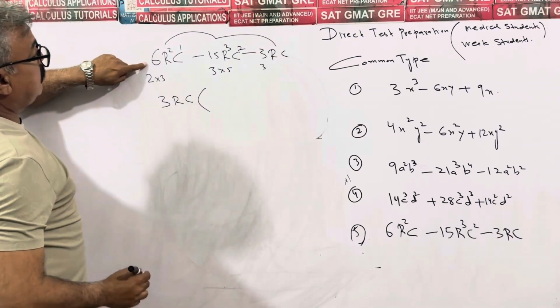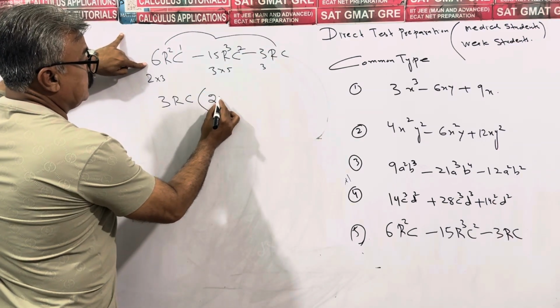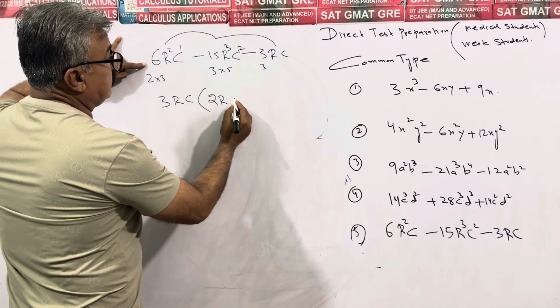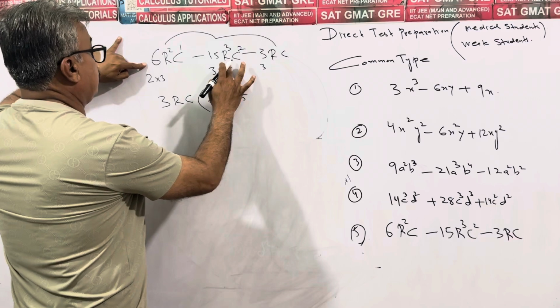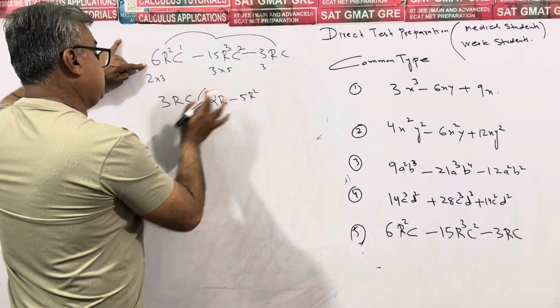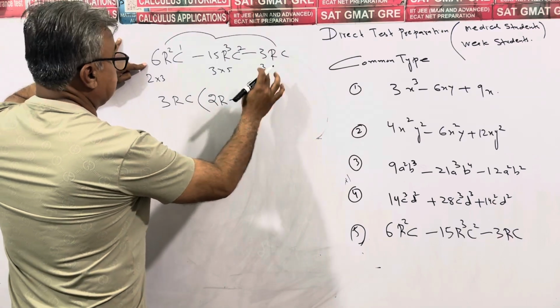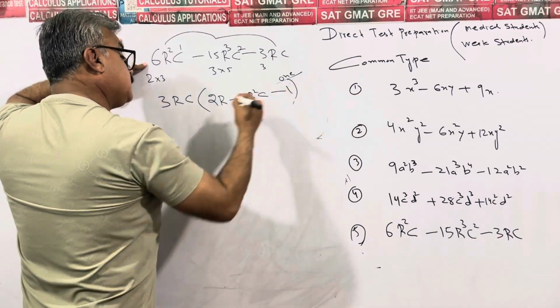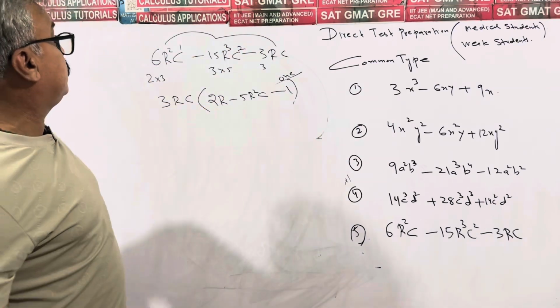3rc is common. What remains? 2 3s are 6. 2 times r remains. c has been factored out. 3 5s are 15. 3 has been factored out. What remains? 5. From r cube, r is common. What remains? r square. From c square, c is common. What remains? c. Minus 3rc is common. Nothing remains, 1 remains after taking common.